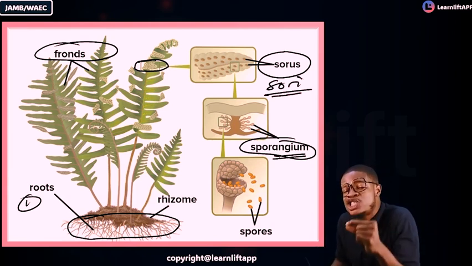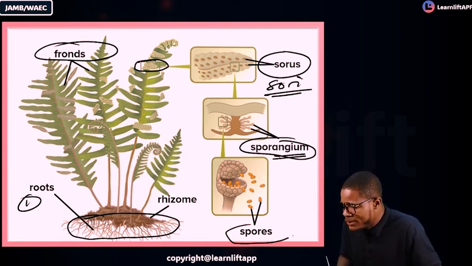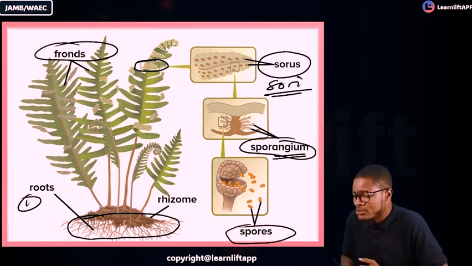Inside the sporangium of your pteridophyte, that's where you have the spores.